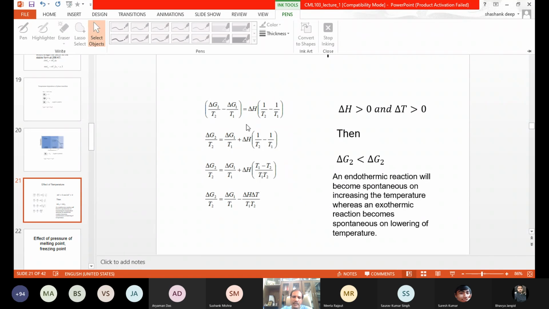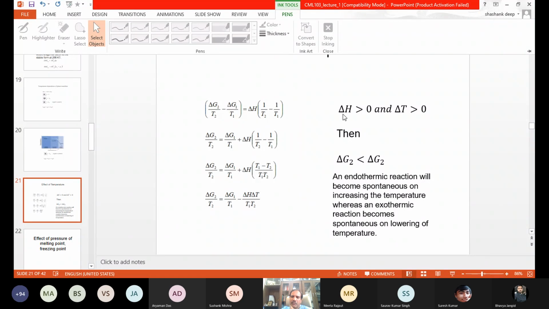Anyway, so this is the effect of temperature on free energy, and this is what is known as the Gibbs-Helmholtz equation: delta G2 by T2 minus delta G1 by T1 is equal to delta H times (1 by T2 minus 1 by T1). So the effect of temperature will depend on the delta H value, and I discussed that with you in the last lecture, that if it is exothermic, lowering the temperature can make a non-spontaneous process spontaneous.